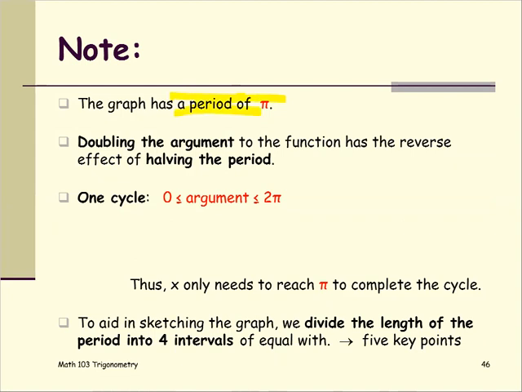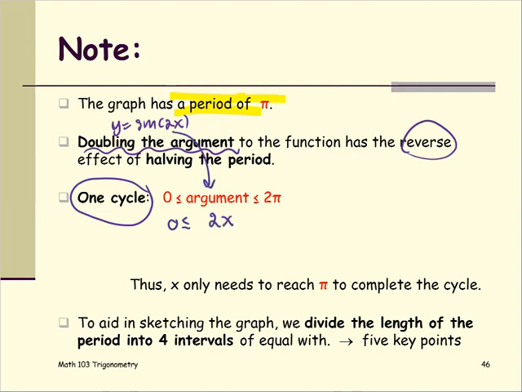So to wrap up, the graph has the period of pi. Doubling the argument, that means the function we are working on is y equals sine of 2x. That's what is meant by doubling the argument. It has a reverse effect on the period. To compute one cycle, you can set up the inequality. The argument is 2x, so we set 2x in the middle piece between 0 and 2 pi, as a typical period of the sine graph. Then you solve for x by dividing by 2 all the way. Then we get 0 less than or equal to x less than or equal to pi. Therefore, we get pi as the period for the graph of y equals sine of 2x.